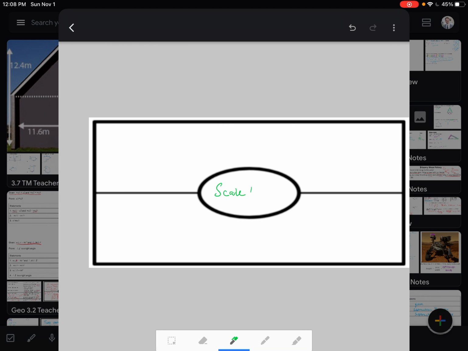All right, so let's start off by defining it here. Scale factor, again, is defined as a number that multiplies a quantity in a constant proportion.